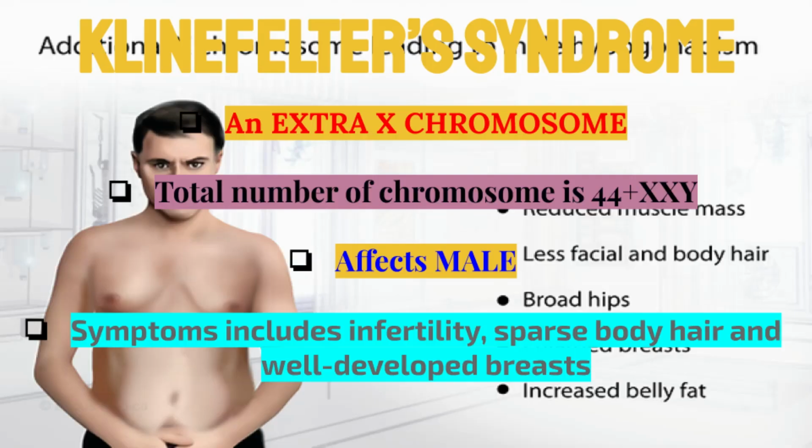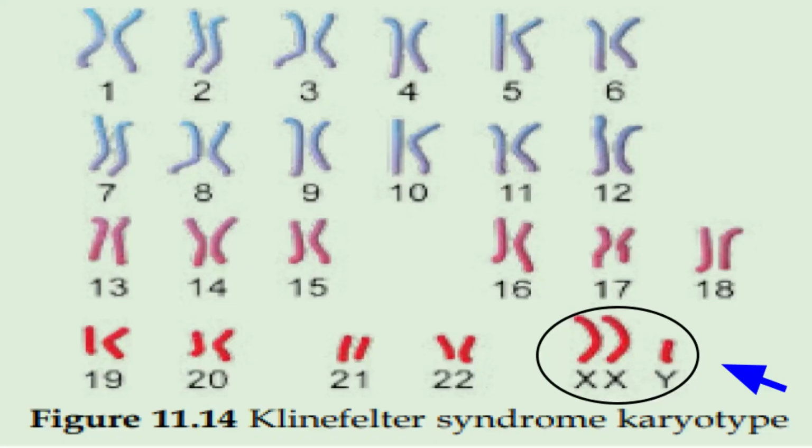Klinefelter syndrome. It happens due to an extra X chromosome, which makes the total number of chromosomes 44 plus XXY. It affects only male. Its symptoms include infertility, sparse body hair and well-developed breast. You can see in this diagram pointed by the arrow that there is an extra X chromosome.